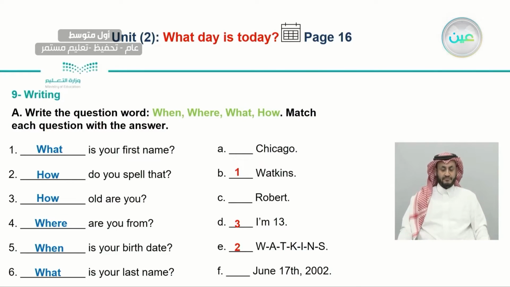Where are you from? Chicago, okay? This is the only name of the place. Where are you from? The answer is Chicago. When is your birth date? It's clear. We still have Robert and June 17th, 2002. So this is the correct answer. We start with the month, followed by the day and the year.